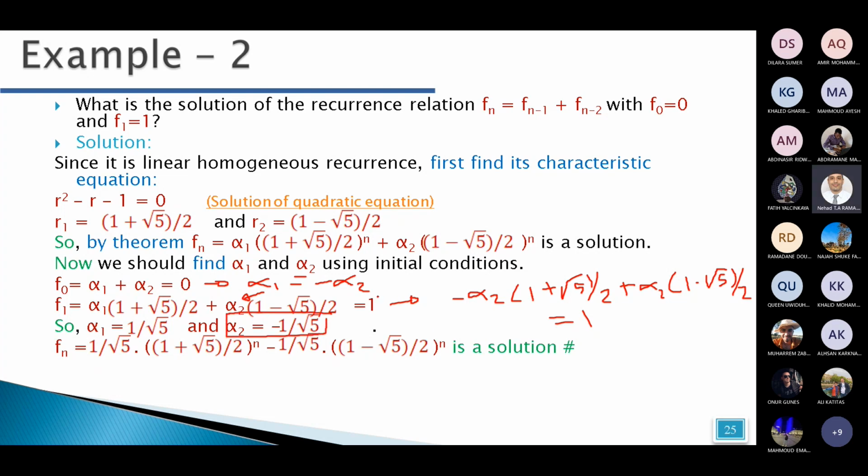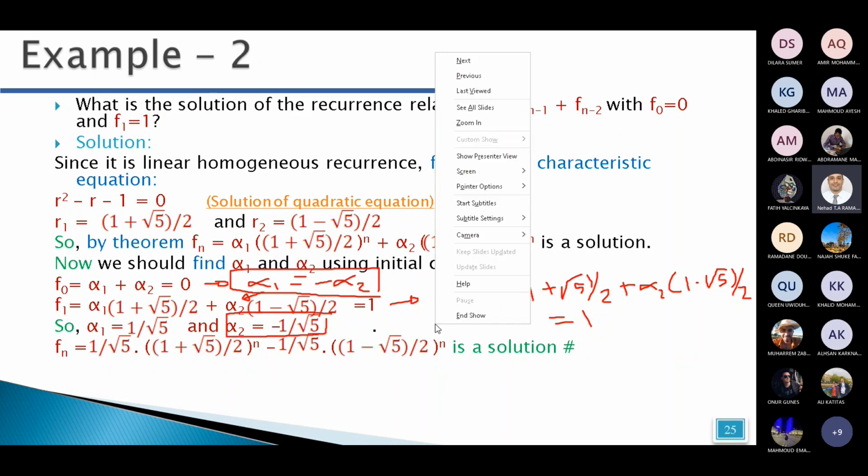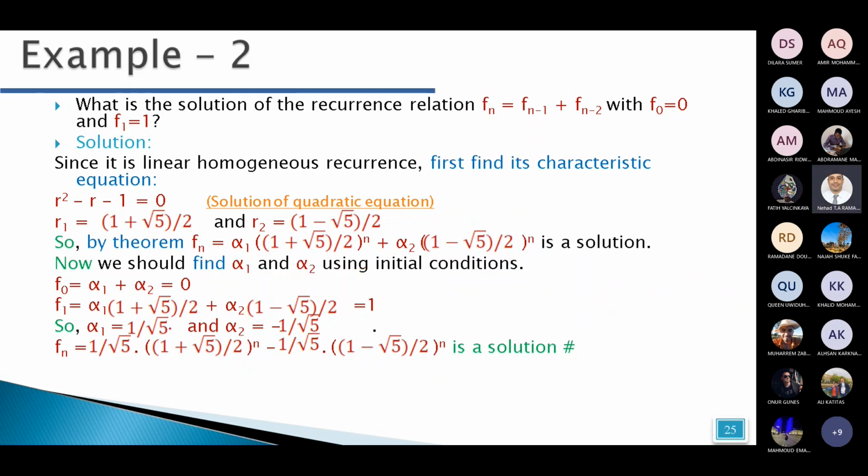And we said from this one, alpha 1 equals minus alpha 2. So this means alpha 2 is minus 1 over root 5, and alpha 1 is 1 divided by root 5. So simply, after we find alpha 1 and alpha 2, put their values in the solution. So this becomes the solution for this linear homogeneous recurrence relation.